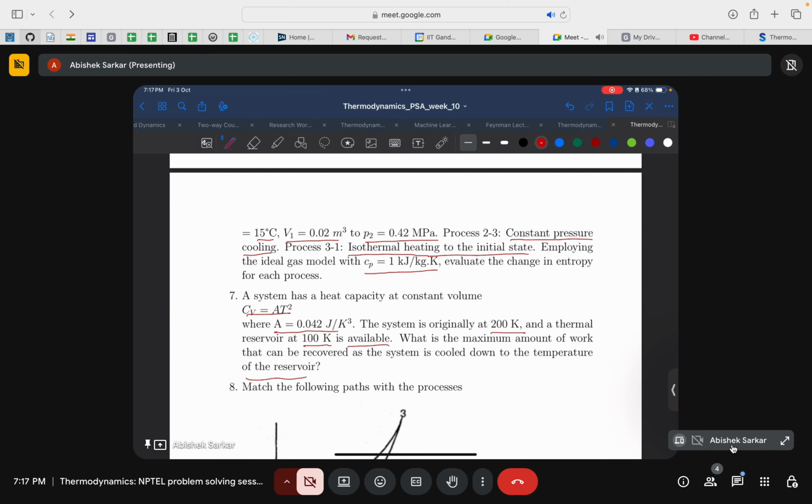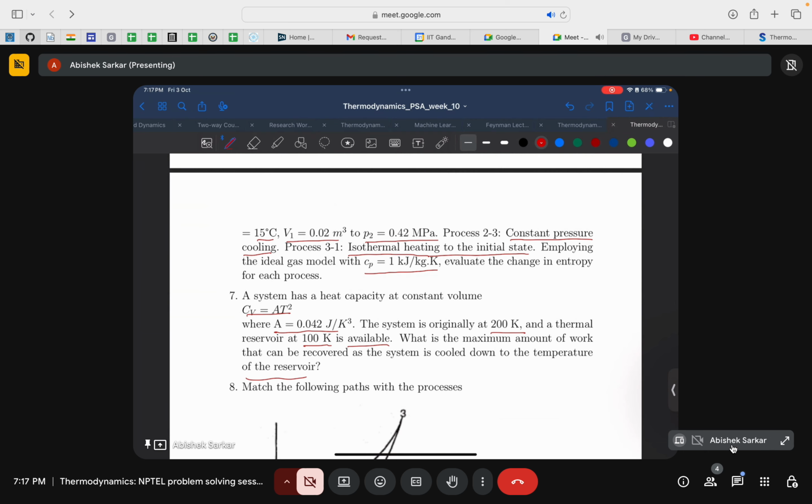So I think you can try it out. You can draw the schematic diagram of the system. I hope the question is clear. You can try it out once.